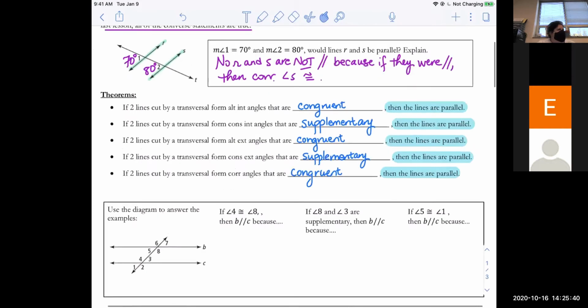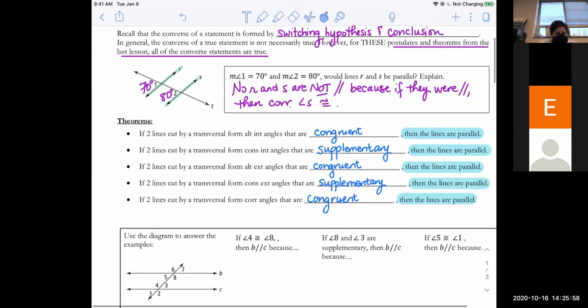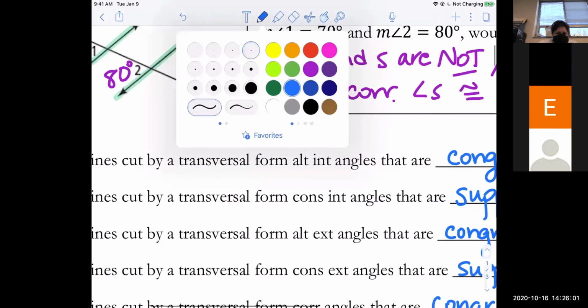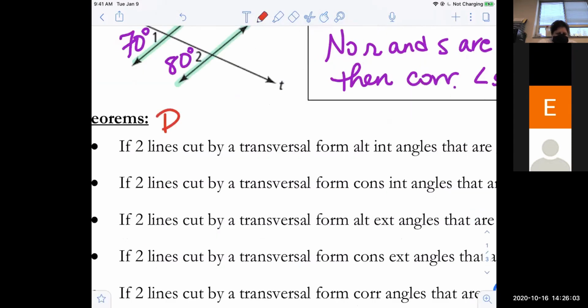So again, notice that in the last lesson we would say if parallel lines are cut by transversal, then something about the angles. This time we're going to be saying if you know something about these angles, then that makes the lines parallel. So instead of starting with parallel, we're ending with parallel. That means that you are not going to be able to use that symbol. Do not use that symbol because it means what?